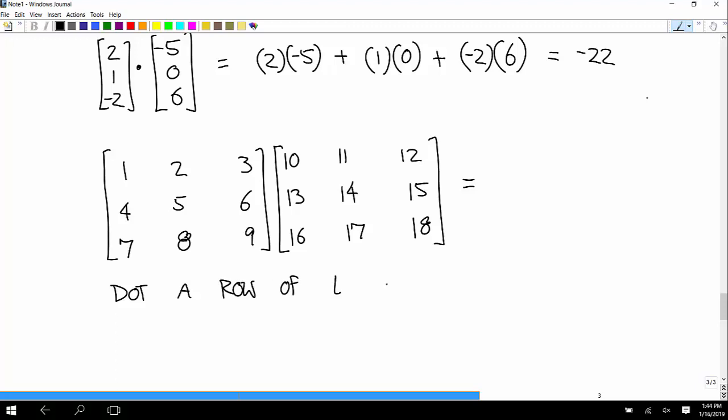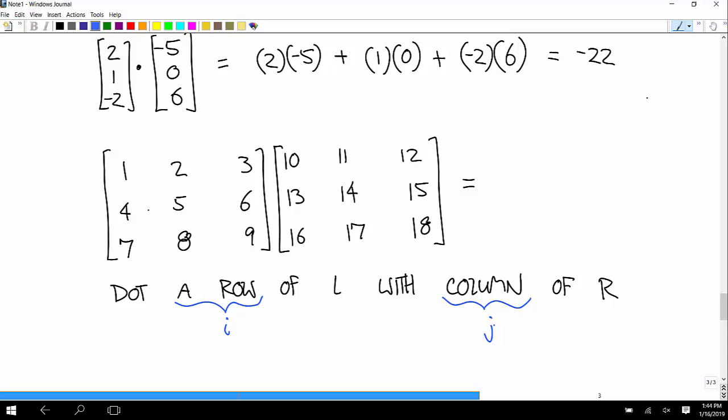So a row of the left matrix with a column of the right matrix. And that dot product goes in the element row. So let's say that the row of the left matrix we're going to call I. Okay? And the column of the right matrix we're going to call J. Okay? Then the result, that dot product goes in the element IJ.